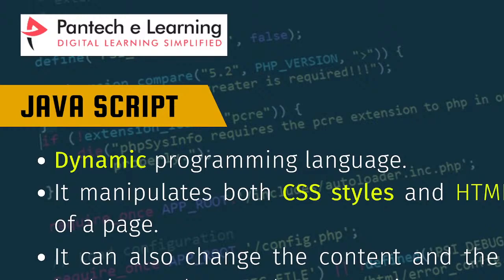So this JavaScript helps us to manipulate CSS styles. It means we can even work with CSS styling, change and program, as well as we can even work with HTML attributes, manipulate them, okay? It can also change the content and the way things look in a web page when a user interacts with it.